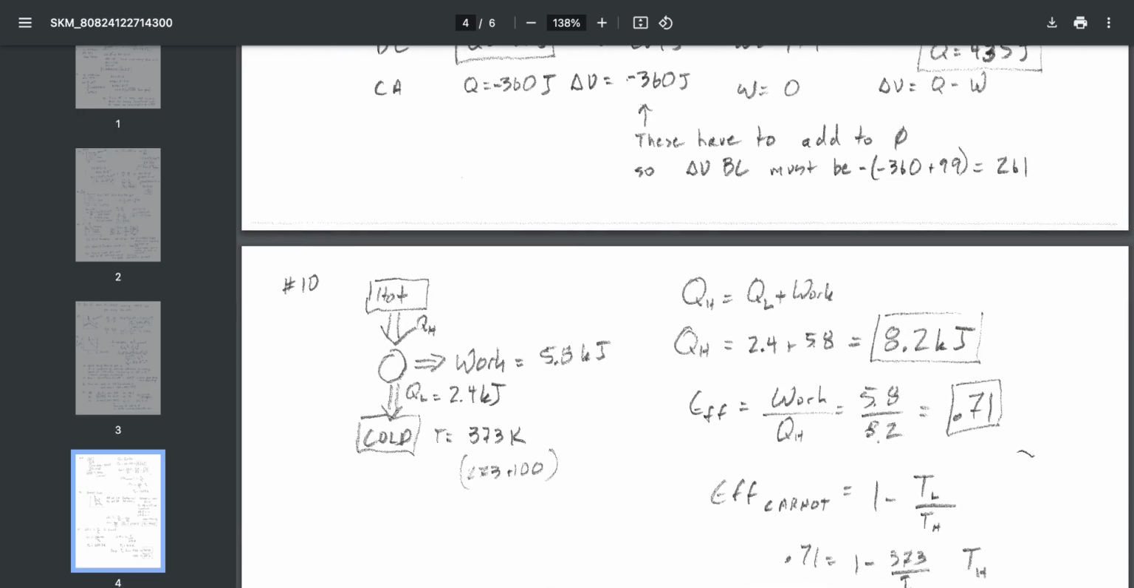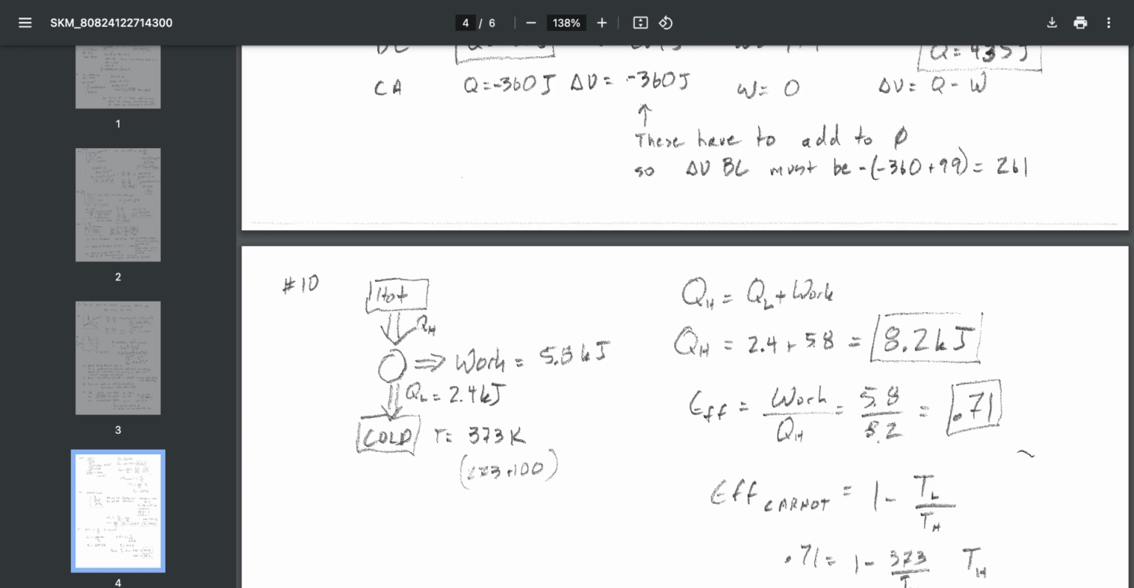For number 10, the work done per cycle of a reversible heat engine is 5,800 joules or 5.8 kilojoules. The engine rejects energy at a rate of 2.4 kilojoules per cycle into a cold reservoir to keep it at a constant temperature of 100 degrees Celsius. So here's our heat engine. We go from a hot reservoir to a cold reservoir. QH comes out of the hot reservoir, goes into our engine. The engine does work for us and expels an amount of heat at lower energy, 2.4 kilojoules.